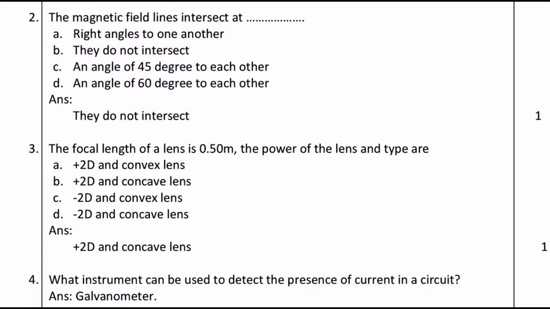Next question. Magnetic field lines intersect at. Magnetic field lines, they do not intersect. Answer is B.